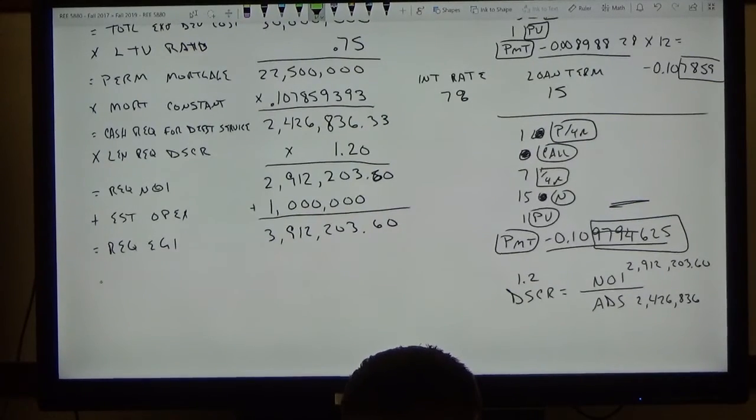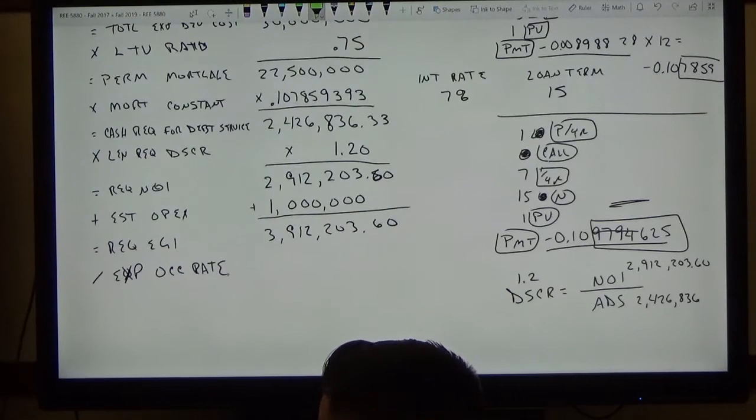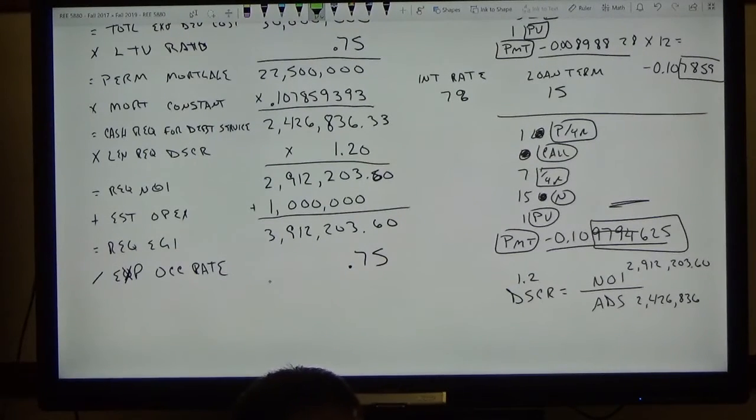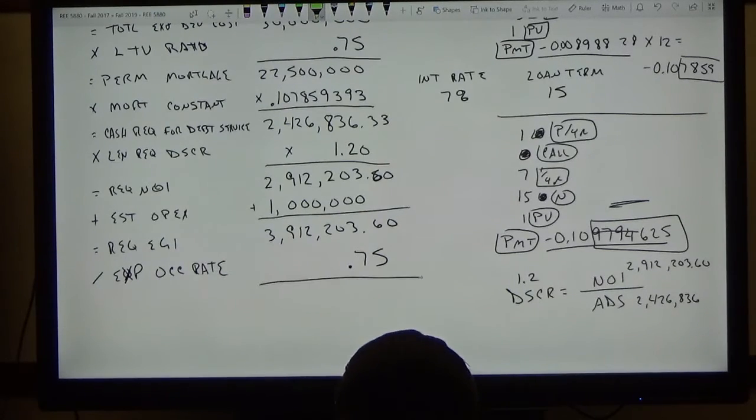Then we need to divide that by our expected occupancy rate for the property. Okay, so give me an occupancy rate. We divide by the occupancy because we're working sort of backwards. 75%. That's kind of a low occupancy. We'll use it. Okay, it's okay. 75% just hurts my heart. I want to get the property going. Okay, 75% occupancy rate. That's going to give us our required gross revenue.